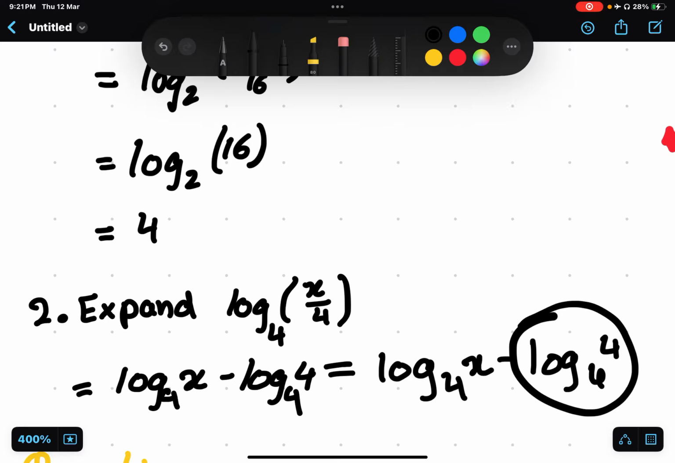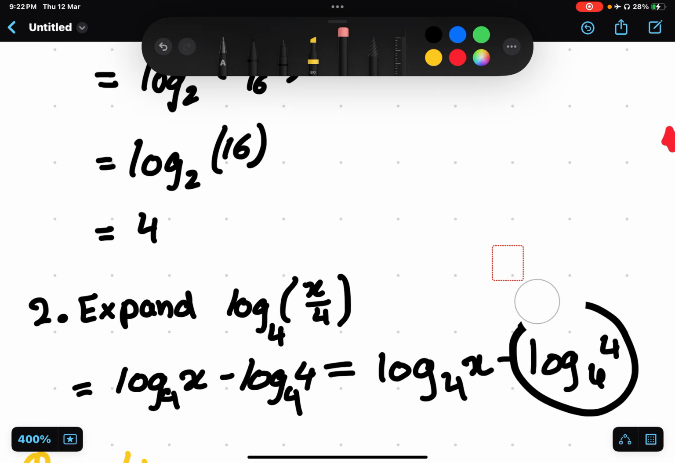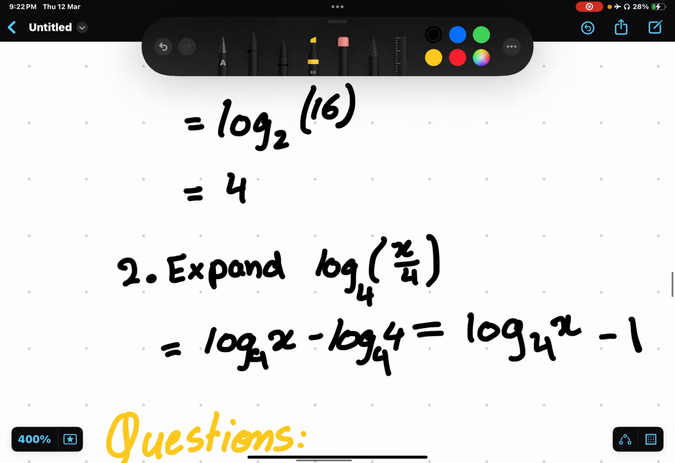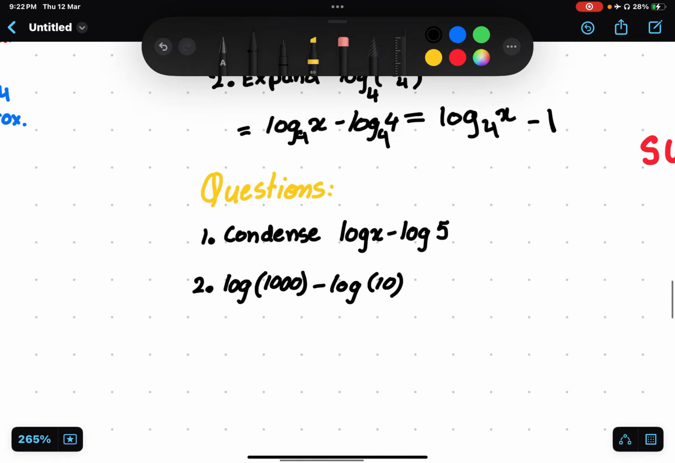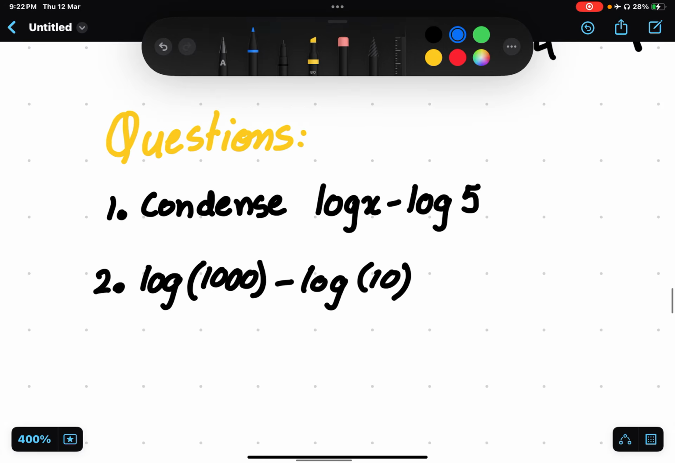Now think of this one only. How can we simplify this? We have discussed this before. 4 to the power of 1. Any number to the power of 1 is equal to itself. Yeah? So this is just equal to 4. So that's why this little bit over here just becomes minus 1. Okay? So again, very simple as long as you know what you're doing. So let's look at these two questions where we use our quotient formula, quotient rule.